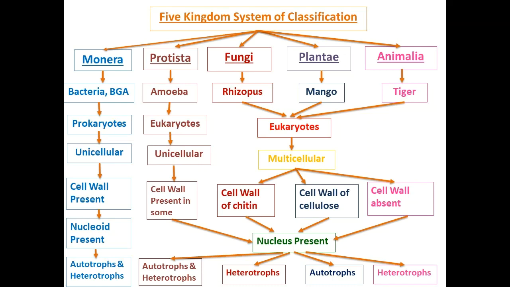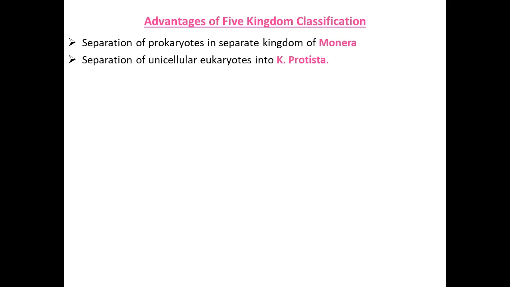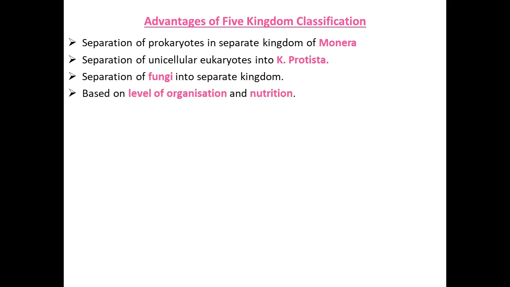So understood, students, in this way, when we take up point by point, unicellular prokaryotes are kept in a separate kingdom, kingdom Monera. Definitely they are all very happy with this. Then unicellular eukaryotes are given a separate group, kingdom Protista. Next, the non-photosynthetic fungi are kept in a separate group. This classification is based on the level of organization and the nutrition. Definitely these classifications bring out the phylogenetic relationship among the organisms. These are the advantages of the five kingdom classification.